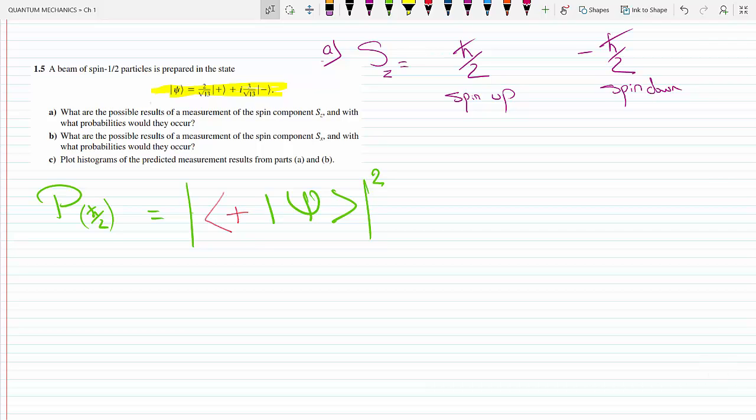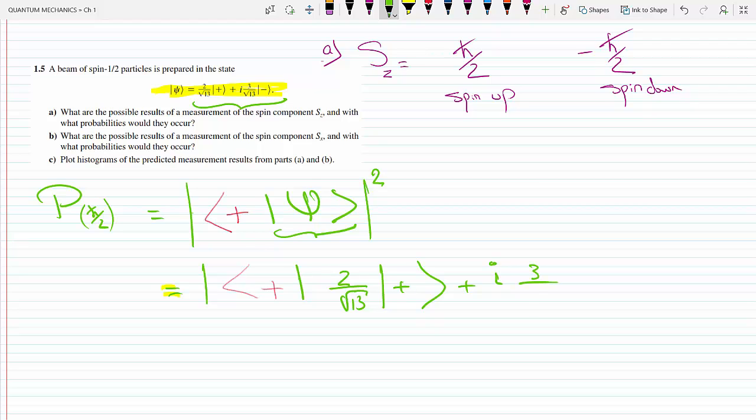Okay, watch. You just plug in psi, from the question. So what's psi? It's 2 over root 13. Just copy it down. So in the place of this, you plug in this, plus i 3 over root 13. This is that step.